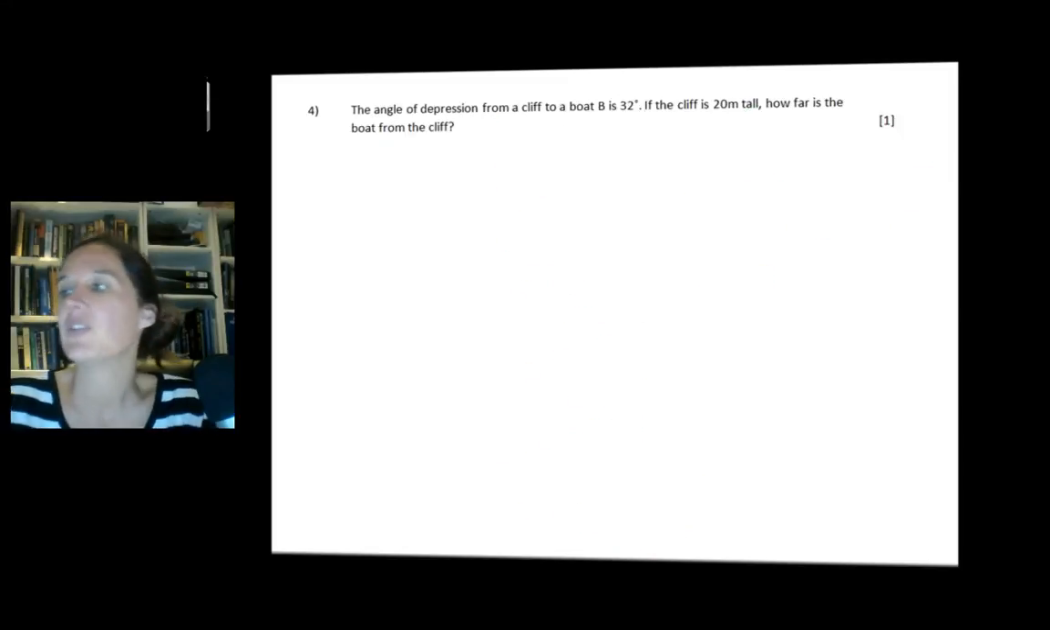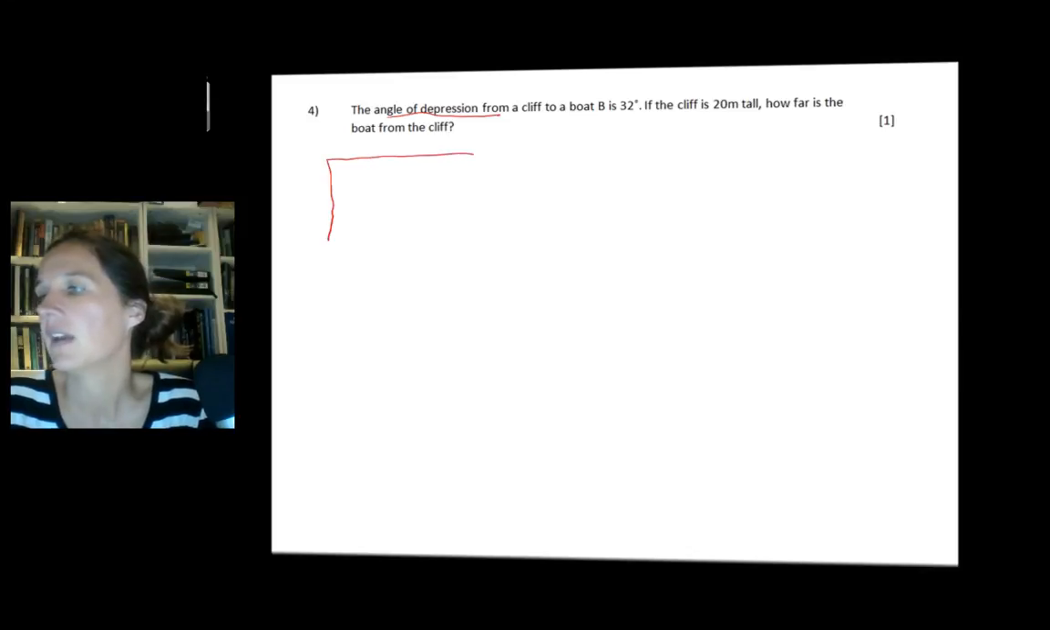Okay, moving on to question 4. So here we've got our angle of depression. First thing we need to remember, angle of depression is this angle down from the horizontal, which is 32 degrees. So we've got our cliff over here, and here is our boat.